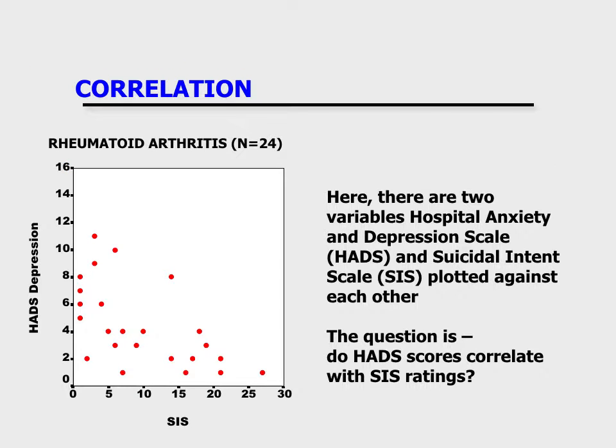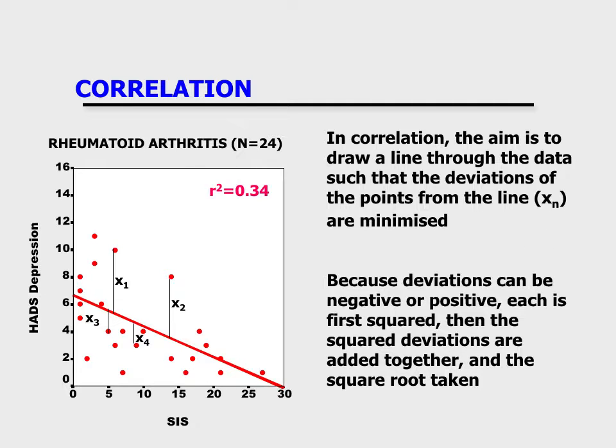Here we have 24 people with rheumatoid arthritis. We have the Hospital Anxiety and Depression Scale here, and the Suicidal Intent Scale here. And we're basically looking to see whether depression levels are linked to or associated with suicidal intent in people with rheumatoid arthritis. Well, let's take a look.